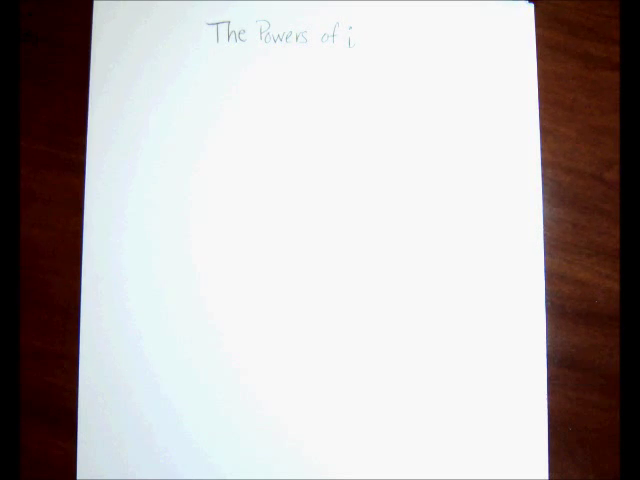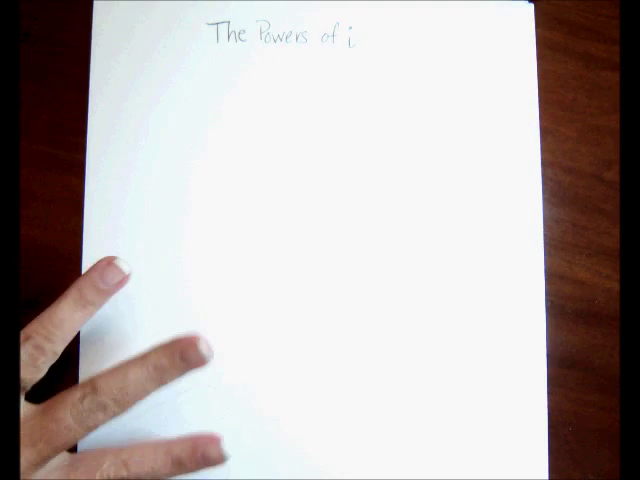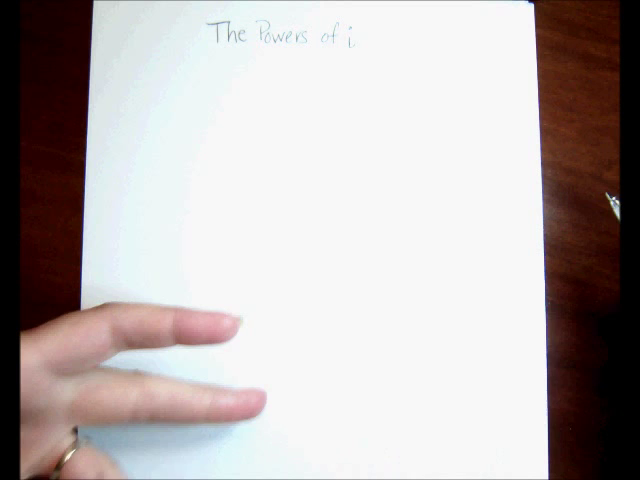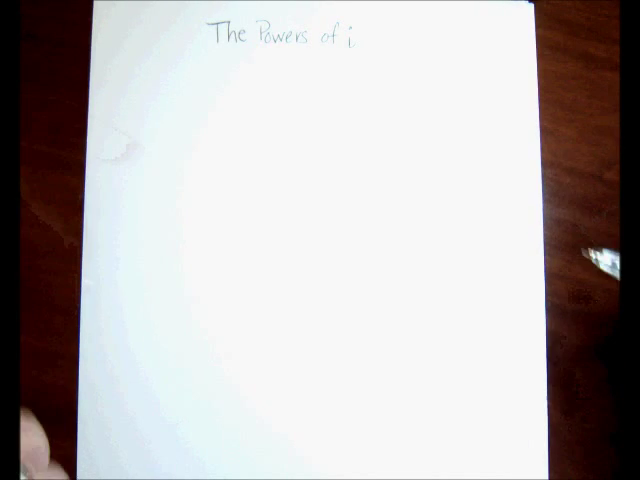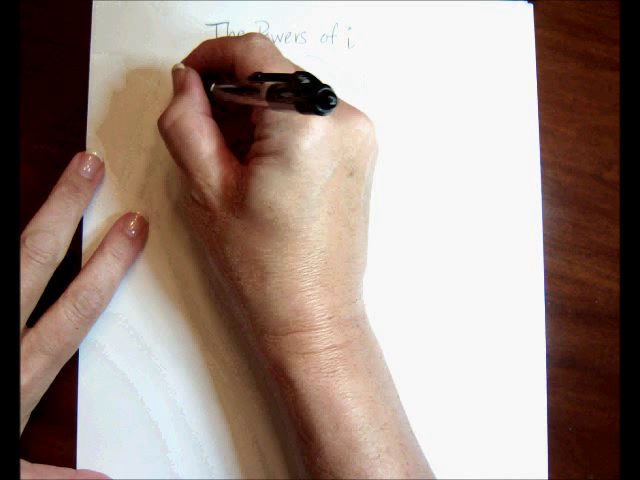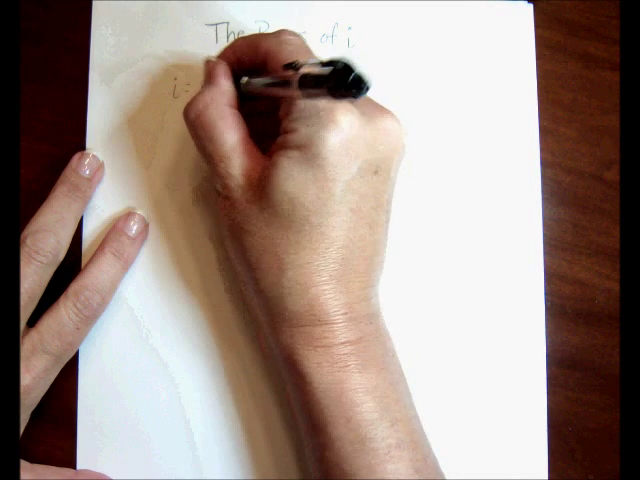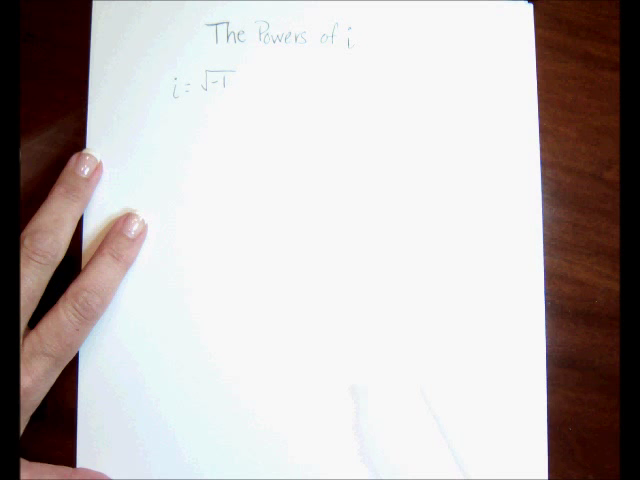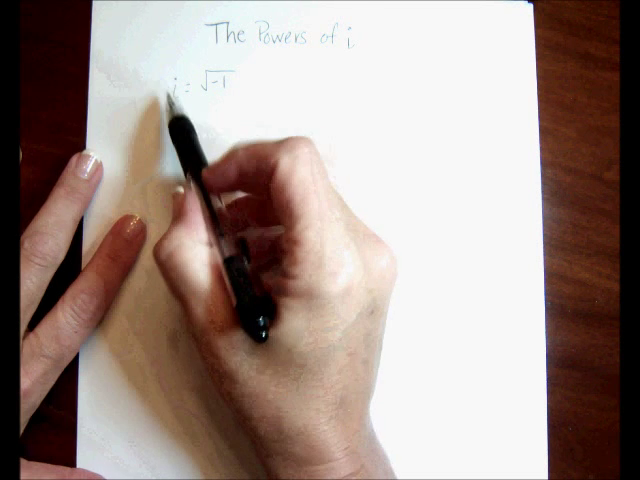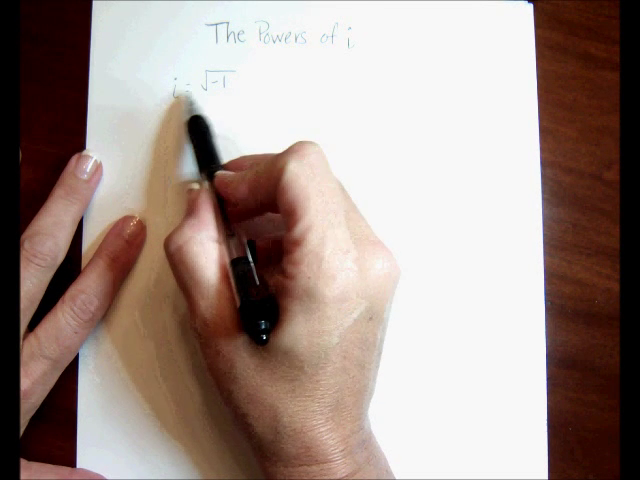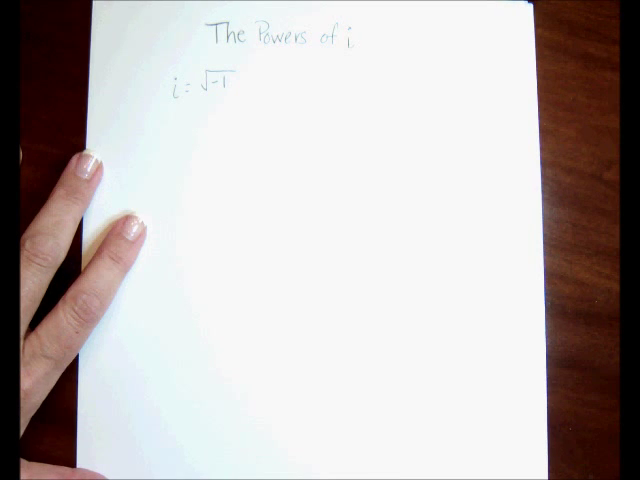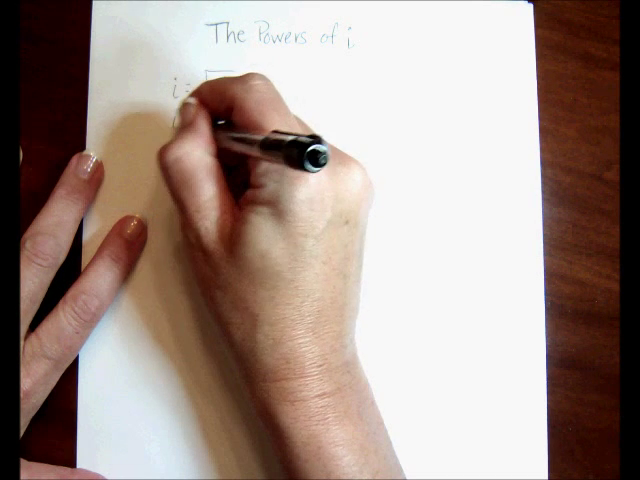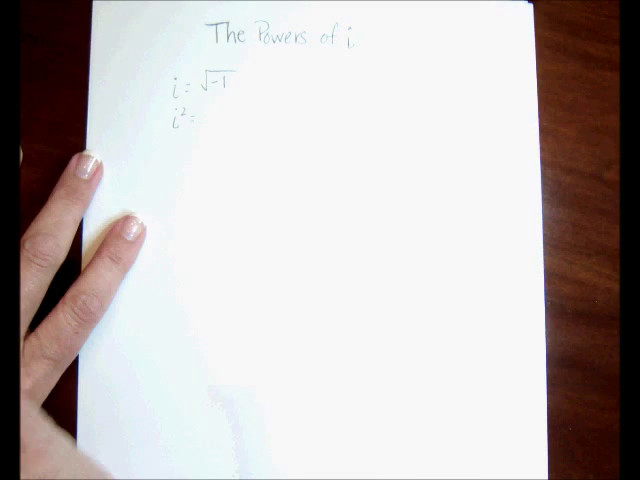In this video, I'm going to cover the powers of i. We talked about i as being an imaginary number, and the reason that i is an imaginary number is because i is equal to the square root of -1. So this doesn't exist, but in the form of i, it does exist. The first thing that you always have to remember is when you see i, that stands for the square root of -1.